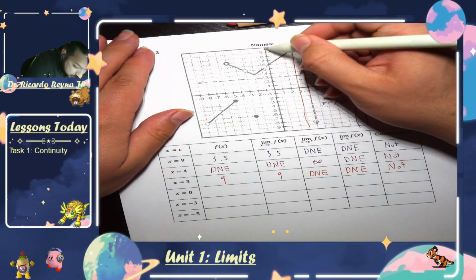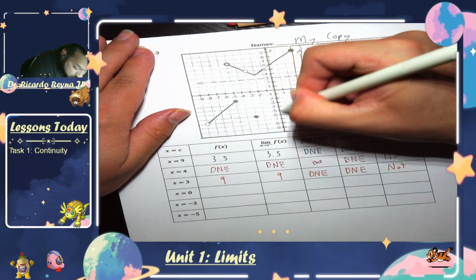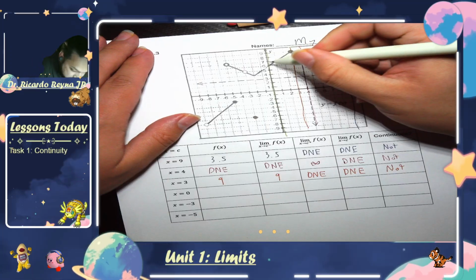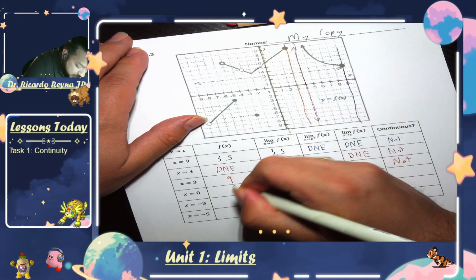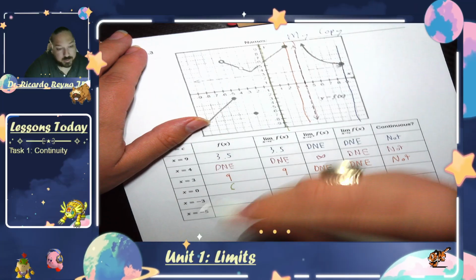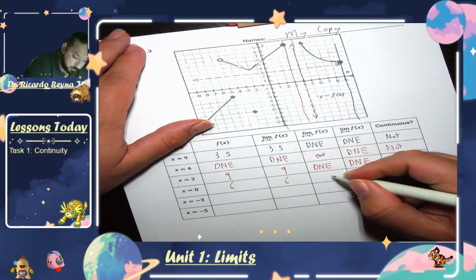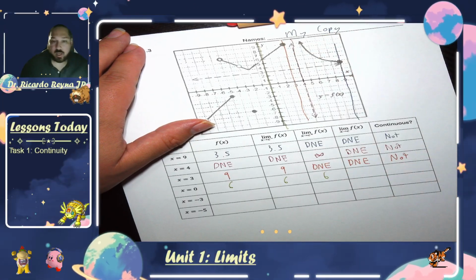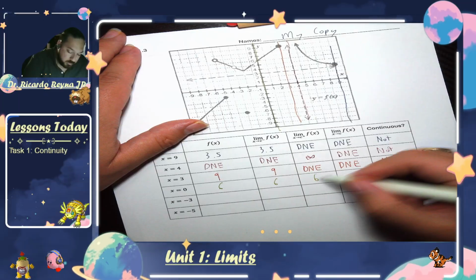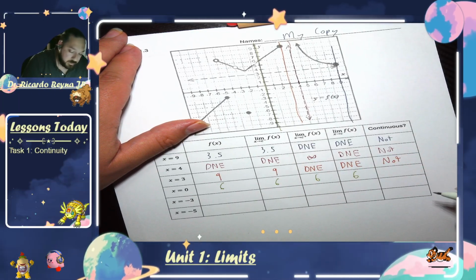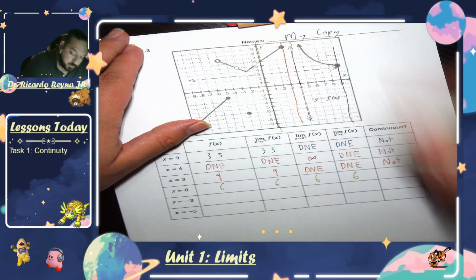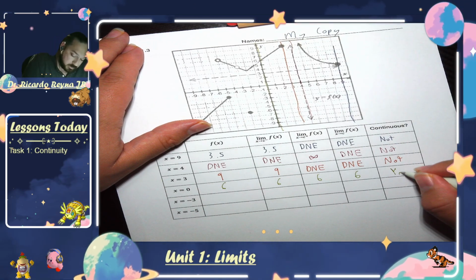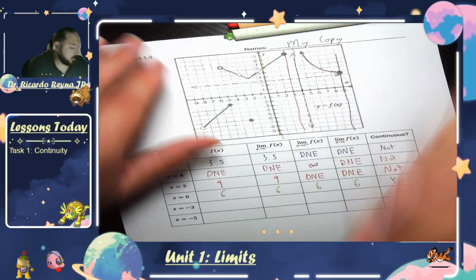Next, x is 0. So that's just going to be the y-axis altogether. We see here that that value is going to be 6. As it comes from the left, it exists. As it comes from the right, it is 6. And altogether, they do match, so we're allowed to say the limit is 6. And then it is continuous at this point, so yes. Okay.